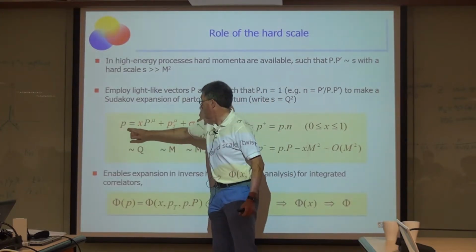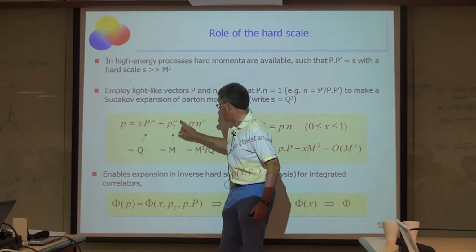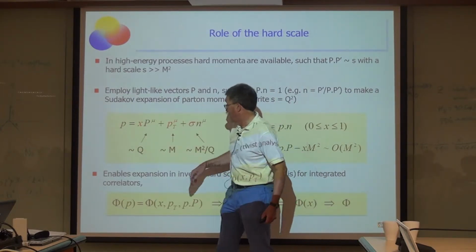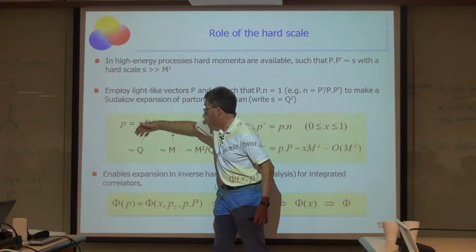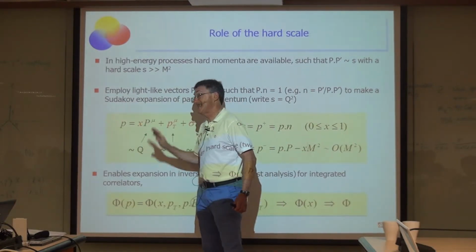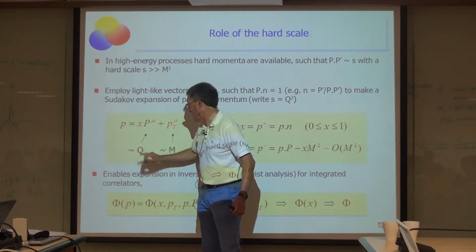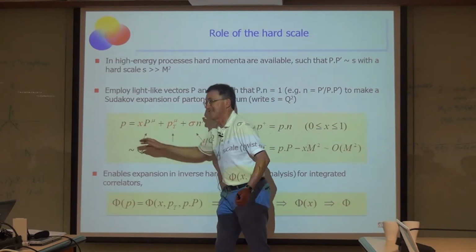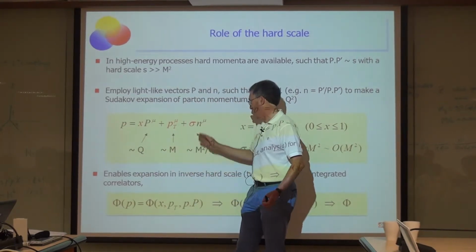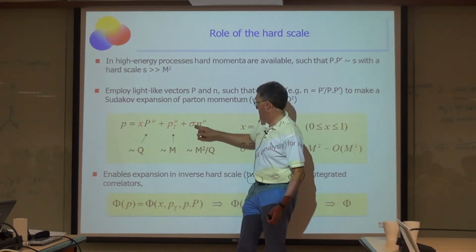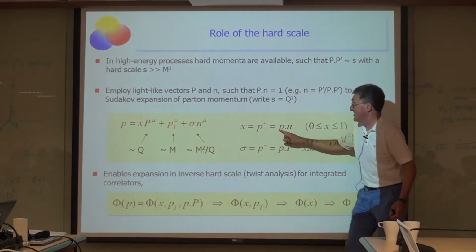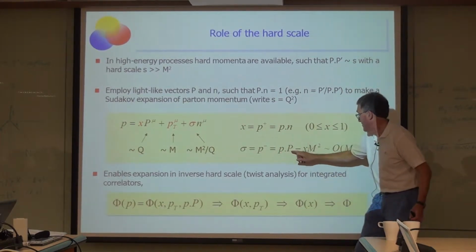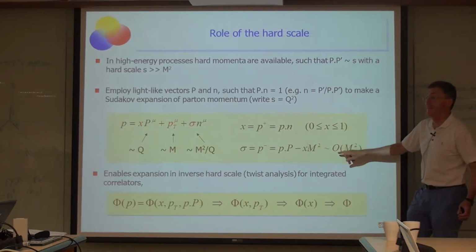And now what you see is that x is dimensionless, this has dimension of energy, this has dimension 1 over energy, so this has dimension sigma. Now if you use it in a high energy process, sit in a frame where this is high, then this is proportional to Q, this is proportional to the mass of the object, P squared, which is m squared, so it's order 1, and this is order m squared over Q. Just calculate what x is in such an expansion. x is P plus is P dot n, and sigma is P minus is P dot P minus x m squared, and it's order m squared.